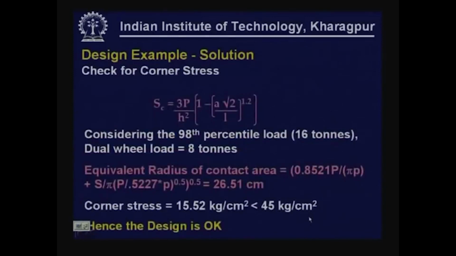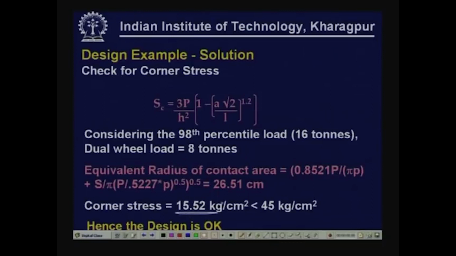This slab is again checked for corner stress considering the heaviest load, that is the 90th percentile load, which is considered to be 16 tons, with the dual wheel load being 8 tons. So, the corresponding corner stress works out to be 15.52, which again is much less than 45, hence it is safe.